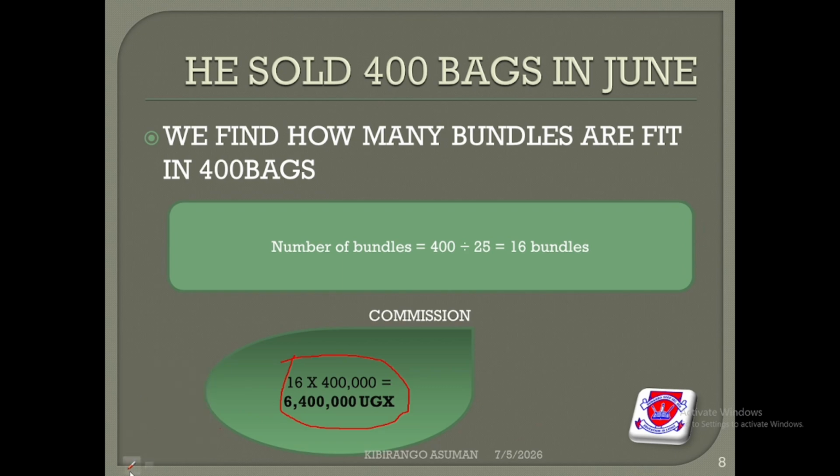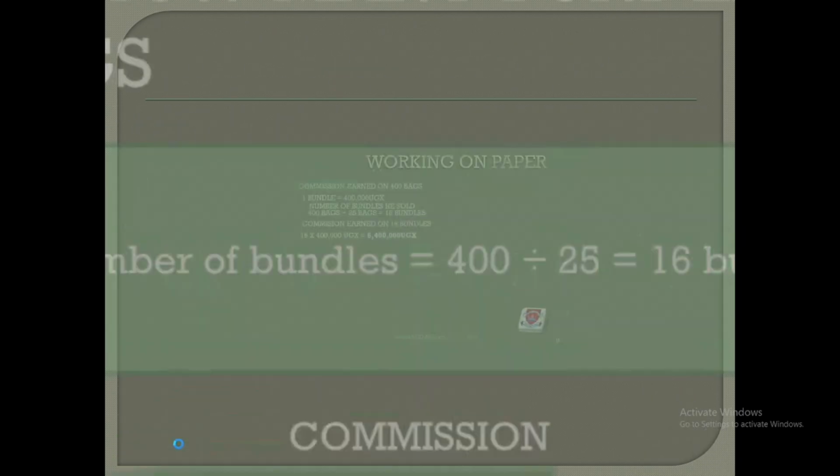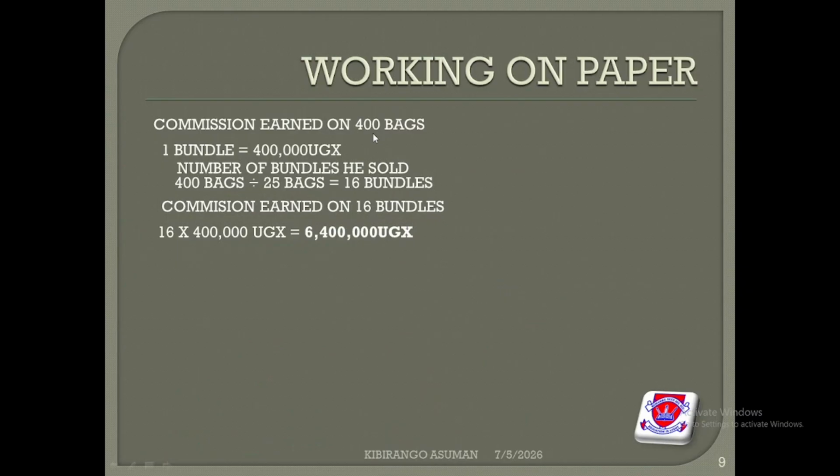The next thing after finding the commission will be working it on paper. So on our paper, we say that we are going to find the commission earned on 400 bags. One bundle equals 400,000 Uganda shillings. So 400 divided by 25 bags gives 16 bundles, and the commission earned on the 16 bundles is 16 times 400,000 Uganda shillings, which is 6,400,000 Uganda shillings. Because we have been explaining it, and now we are working it out.